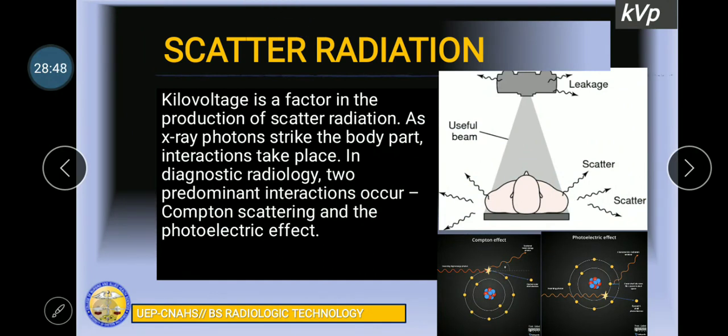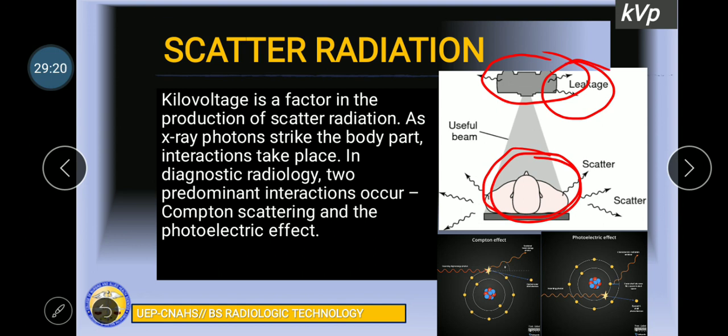So, kilovoltage is the factor in the production of scatter radiation. So, as the X-ray photons strike the body part, interactions take place. So, in diagnostic radiology, two predominant interactions occur: one is the Compton scattering and the other is the photoelectric effect. So, ayun nga sa ating mga nabasa, the patient is the actual source of scattered radiation. Dito sa X-ray tube, wala namang scatter radiation pa. Yung tawag natin doon is leakage radiation.